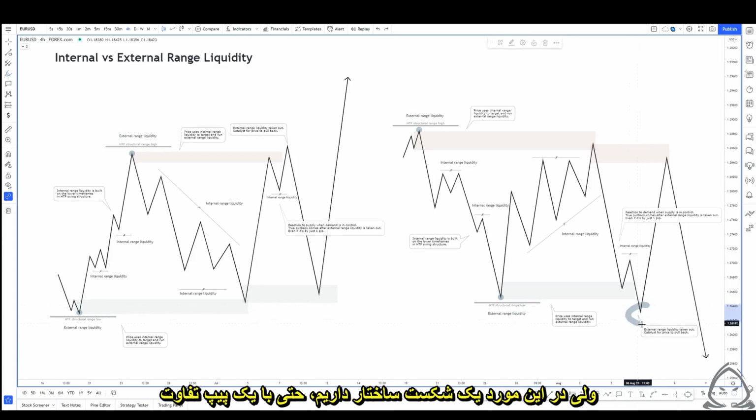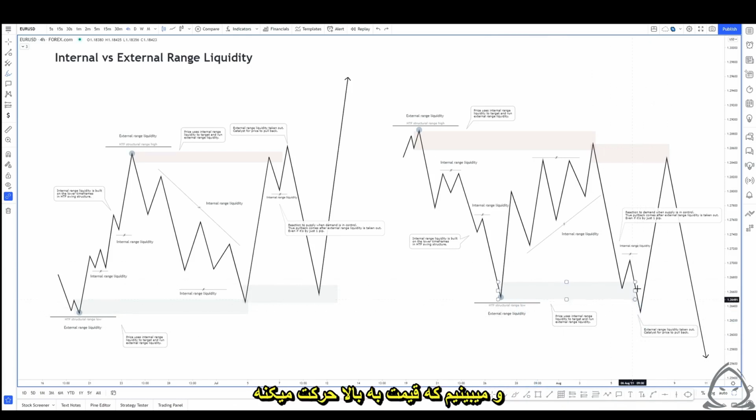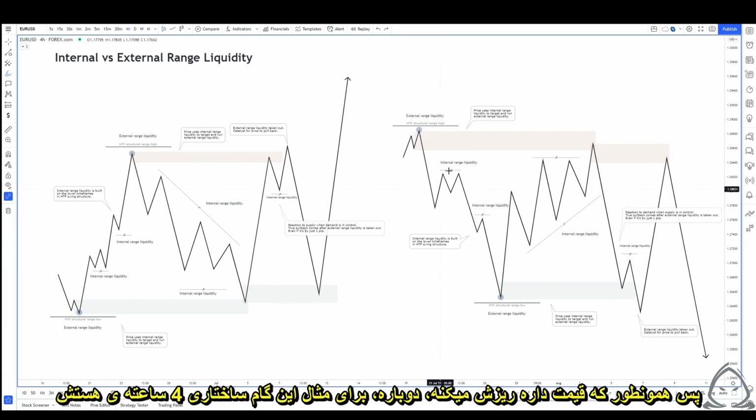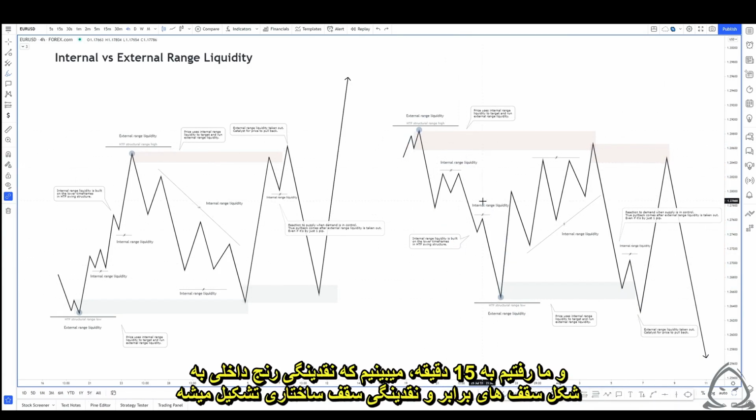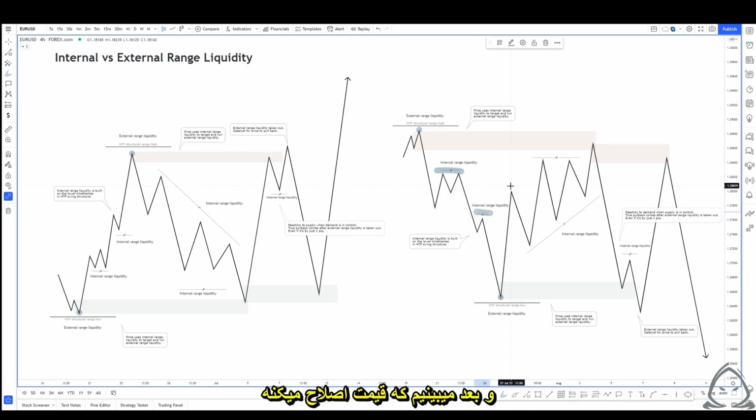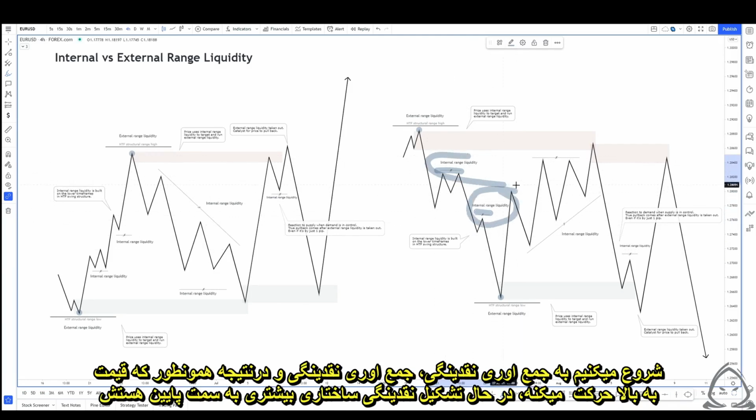But in this case, we have a break of structure even by a pip. And then what we see is price moves to the upside. So as price is dropping down, again, say this is a 4-hour structural leg and we move down to the 15-minute, what we can start to see is internal range liquidity being created in the form of equal highs, structural high liquidity. And then what we can see is price then starts correcting. We start taking out the liquidity.